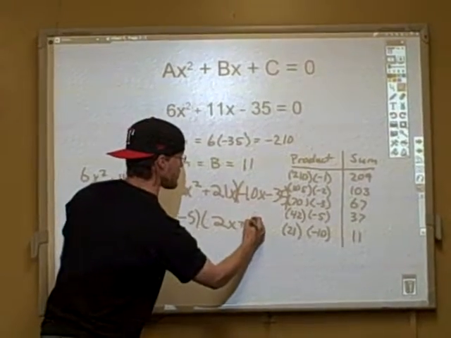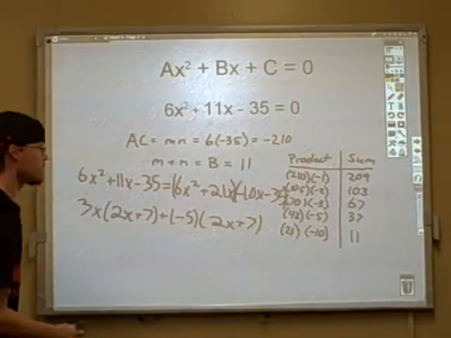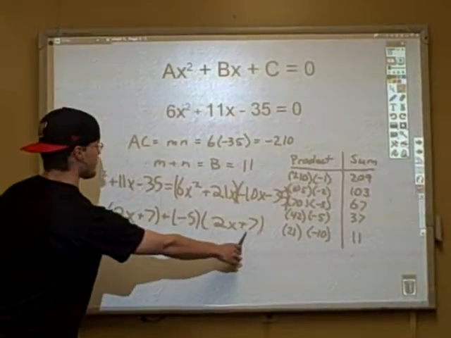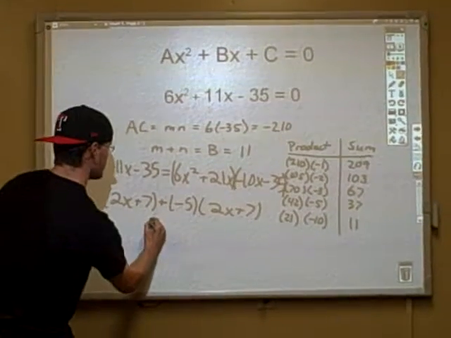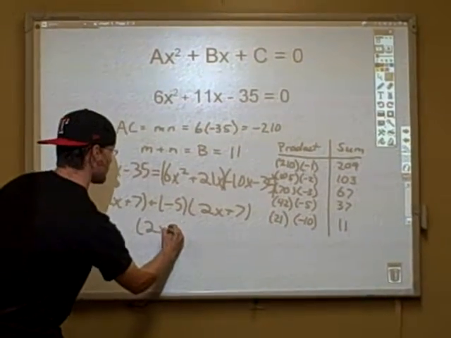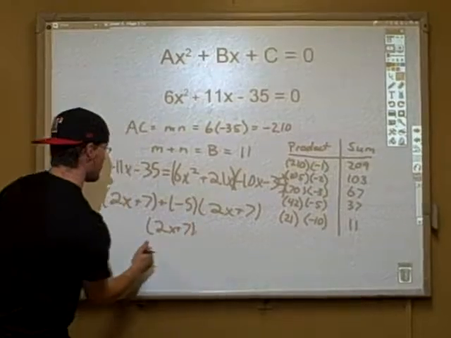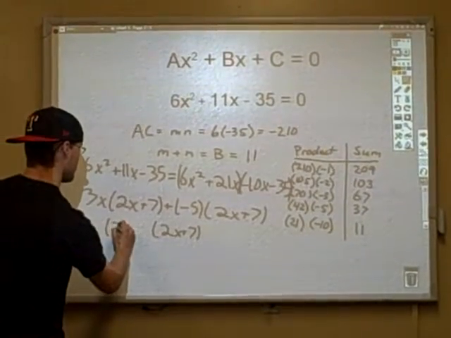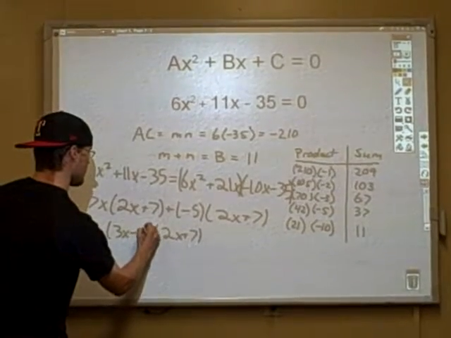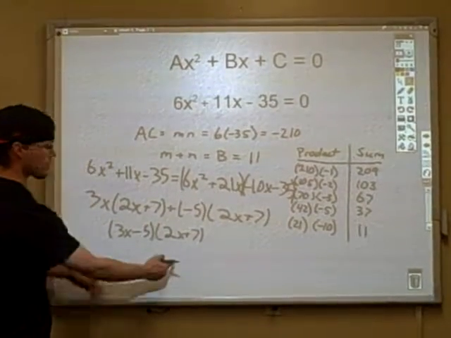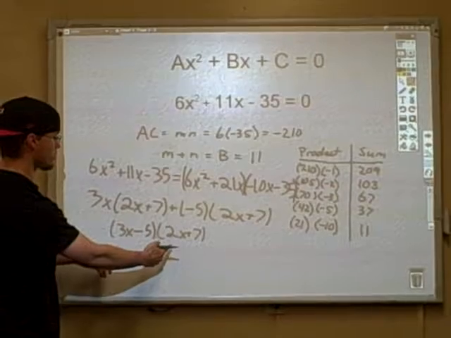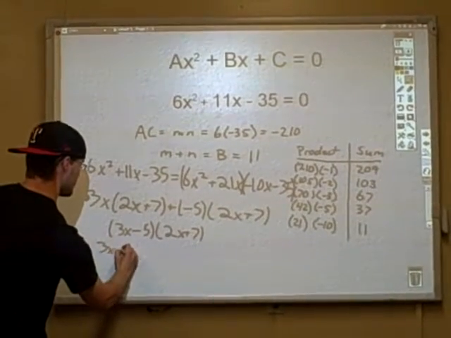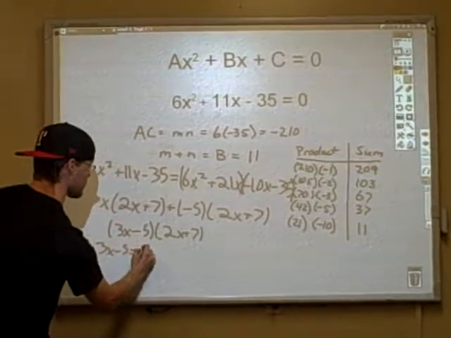2x plus 7. And since we all know from factoring by grouping, these have to be the same. And so then we have the 2x plus 7, which is the same. And then we combine our 3x and negative 5 to get 3x minus 5, which gets us in our factor notation. And so then to solve for our x, we see that 3x minus 5 equals 0.